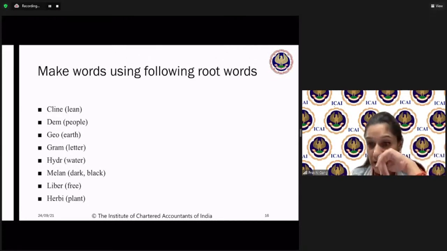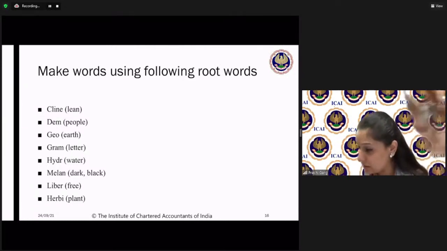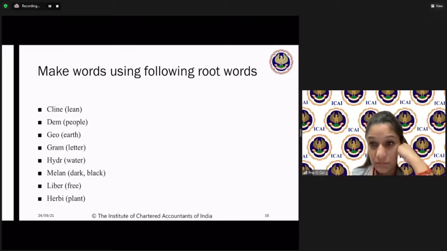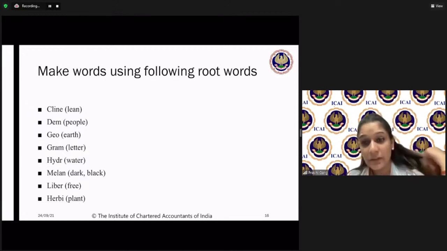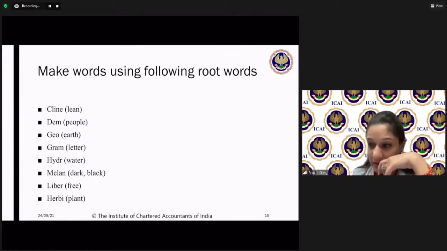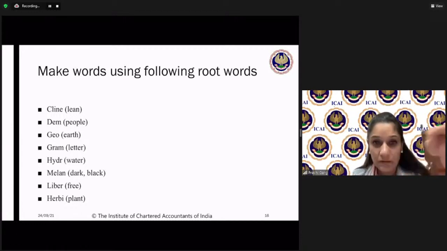Grammar, very good, Kanishka. Liberation, liberated, very good, Sabina. Geology, democratic, very good, Harshita and Vedika. Liberalization, Arzu, good. Kilogram and milligram, okay. Herbivores. Very good. Hydrogen, hydrosphere, very well. Hydraulic, very good. Melancholy, very good, Sabina. Melanin, very good. Shayani.